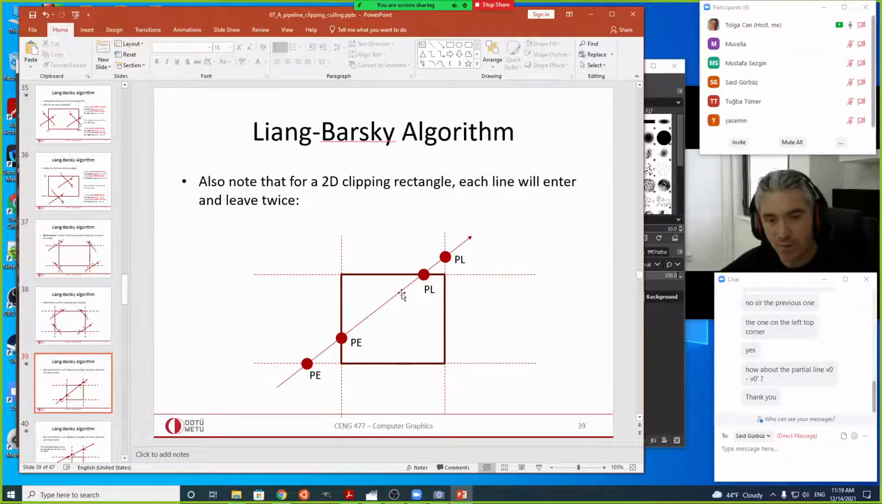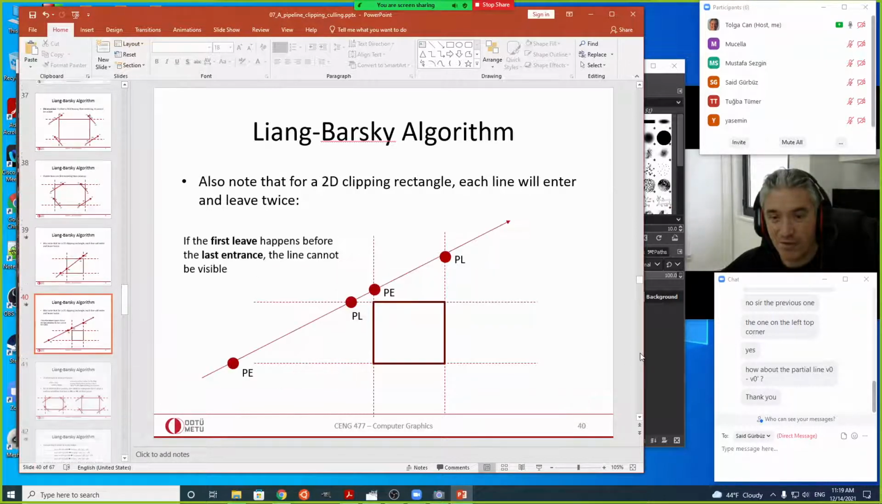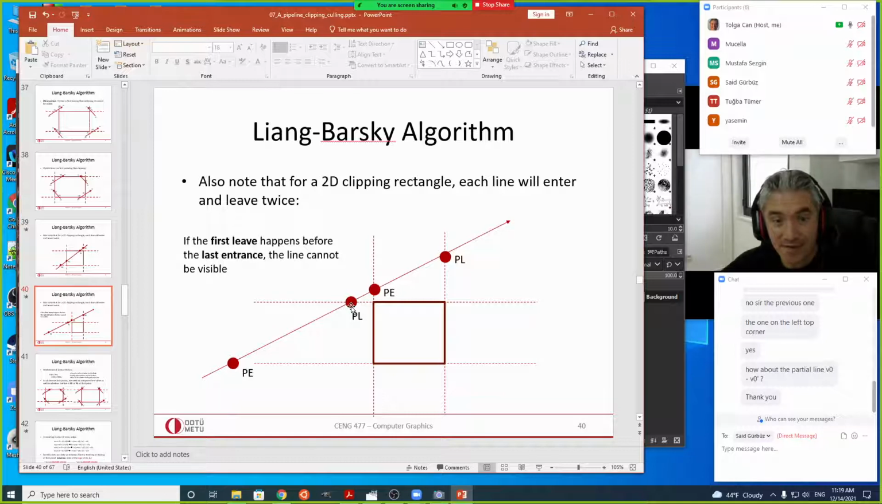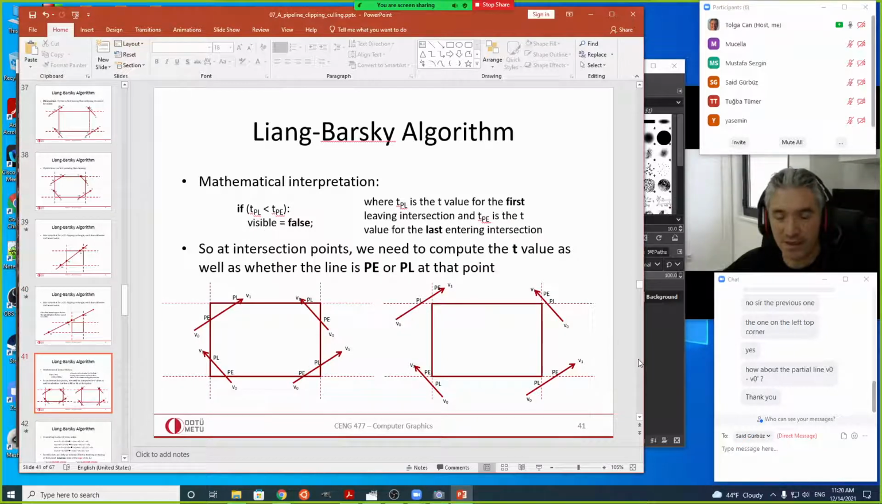So there will be a total of 4 like this, 2 of them entering, 2 of them leaving. And what we are going to see is that if the first leave happens before the last entrance, the line cannot be visible. So that will be our rule. If here we enter the bottom boundary, we leave the top boundary, we enter the left boundary, we leave at the right boundary. So if the first leave happens before the last entrance, the line cannot be visible. So these are again some simple trivial reject accept rules.